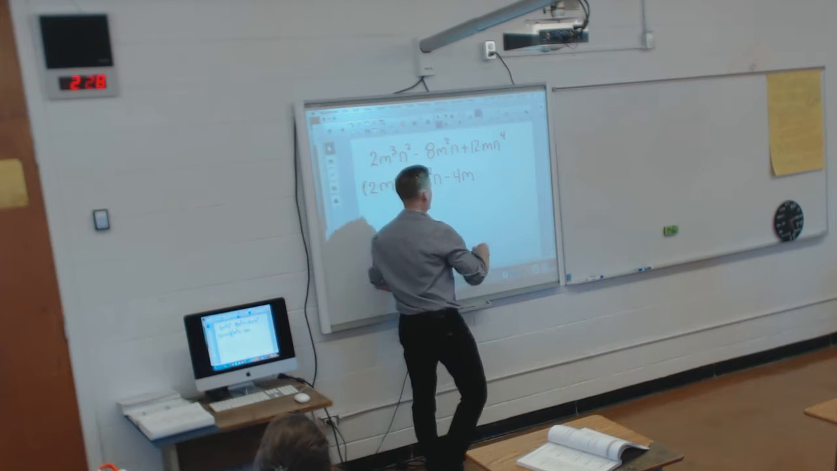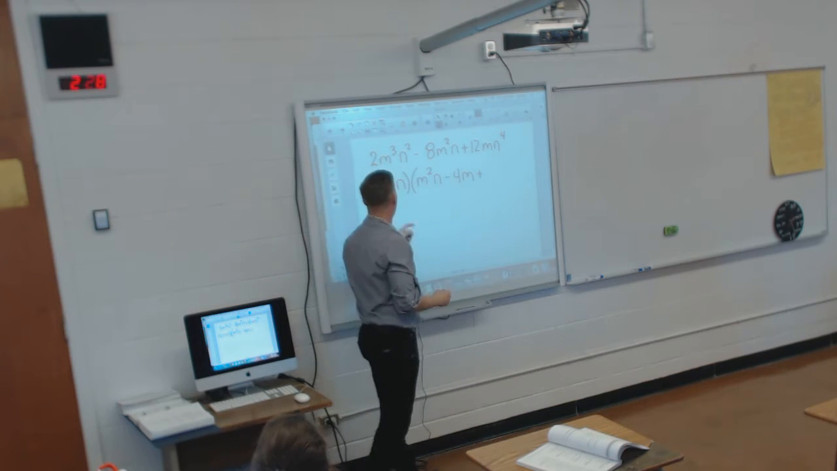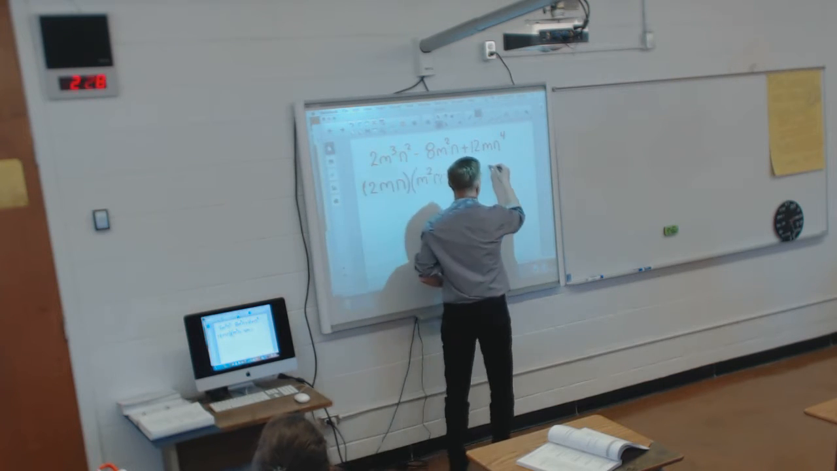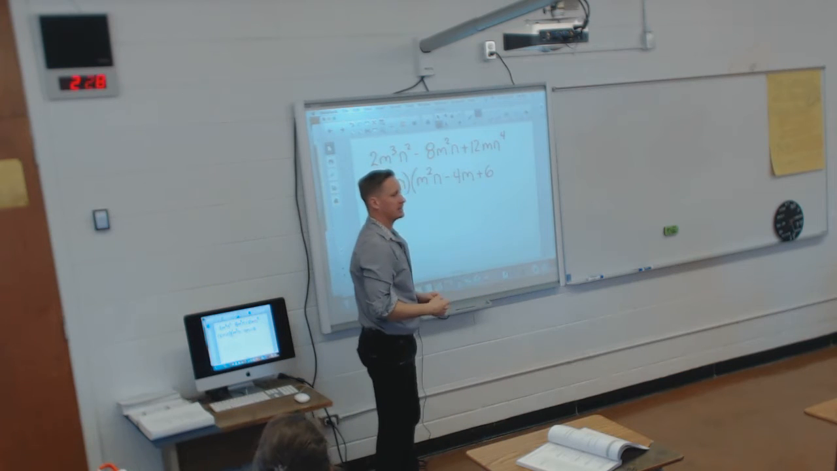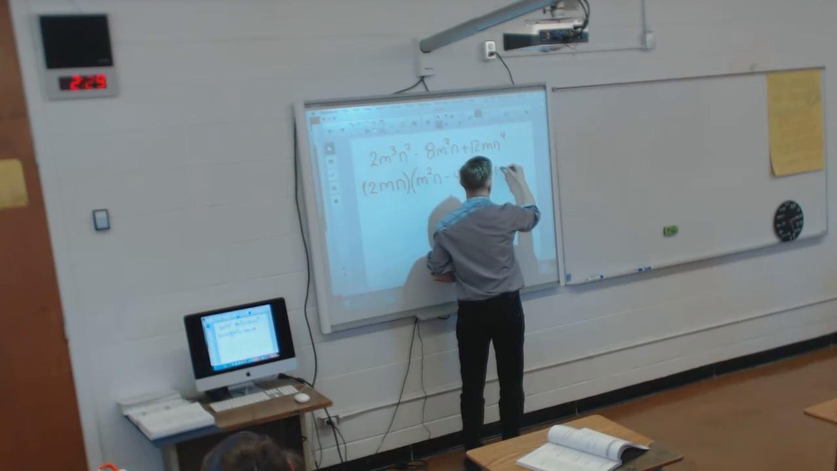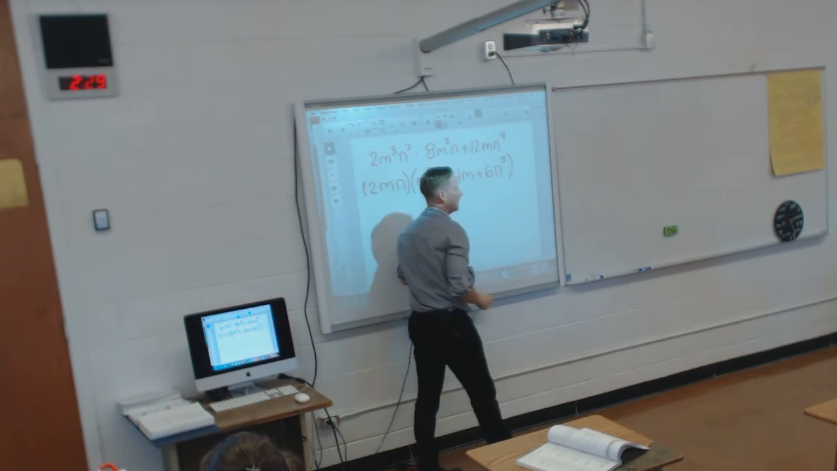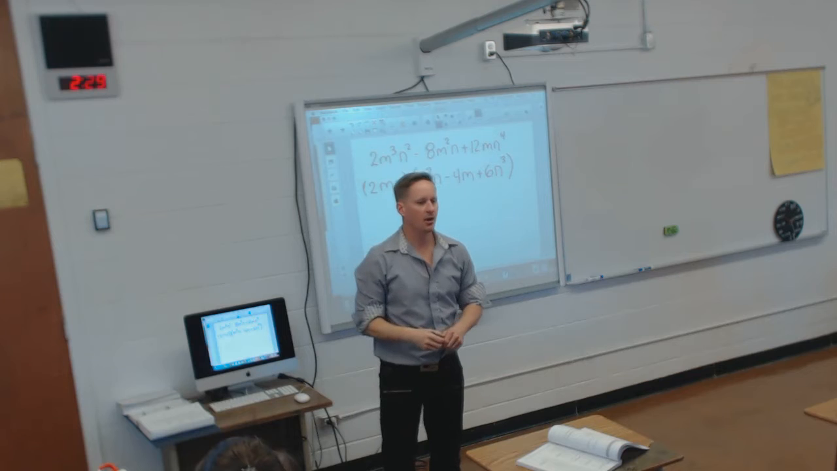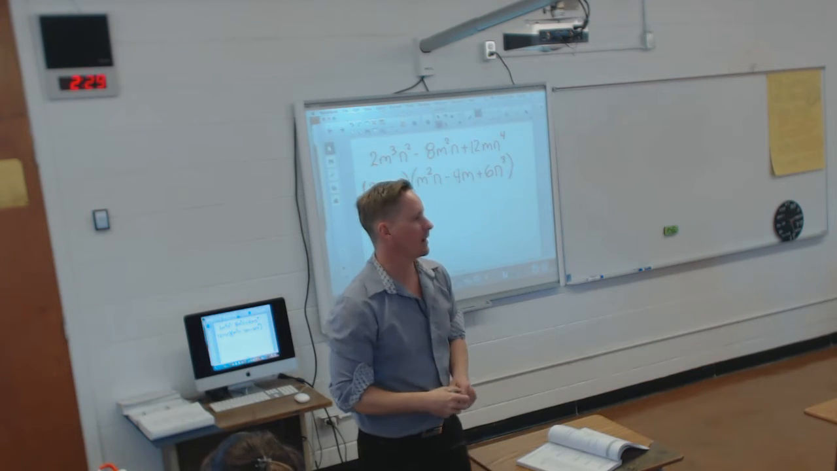Okay? And then 12 divided by 2 is? 6. M divided by m is? 1. N to the 4th divided by n is? N to the 3rd. There it is. I took out my greatest common factor, and this is what I was left with.